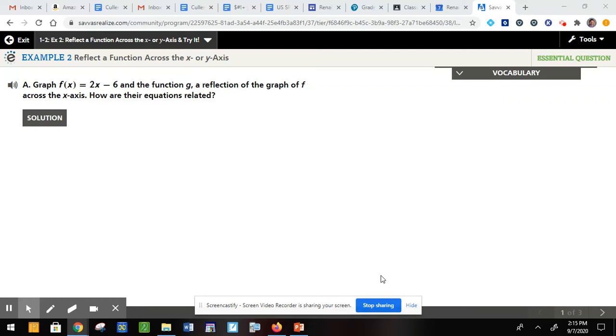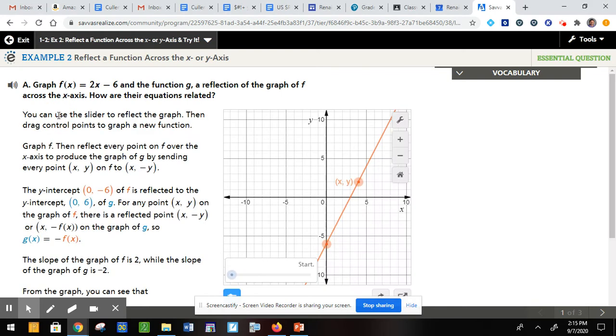All right, for example 2, it says graph f of x equals 2x minus 6 and the function g, a reflection of the graph of f across the x-axis. How are the equations related? So in order to graph f of x equals 2x minus 6, that's just a line, right? So that would be, well, its y-intercept is negative 6 and a slope of 2.